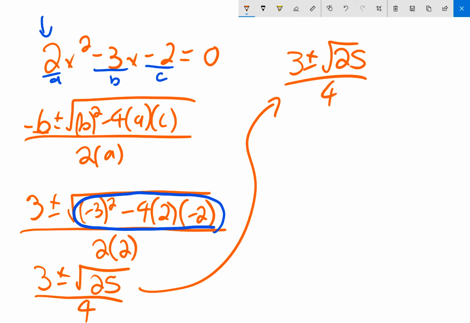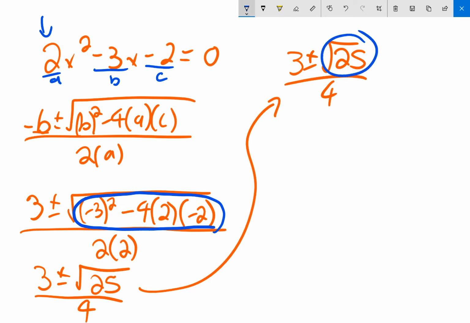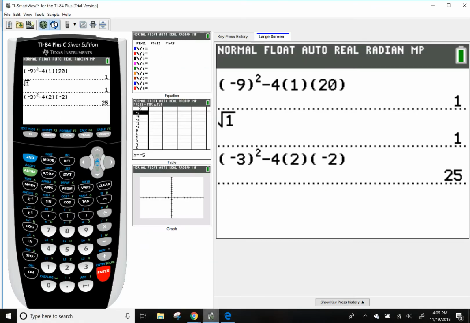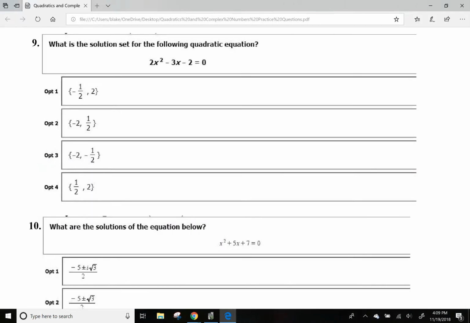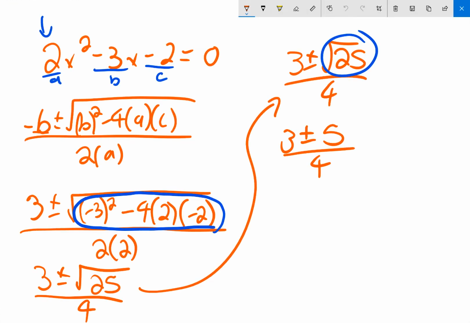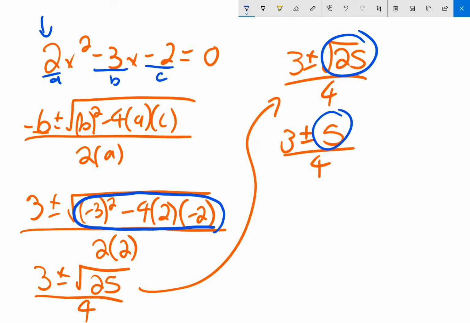Now, the square root of 25 is something I can simplify. I know the square root of 25 is just 5. So really, this is just 3 plus and minus 5 over 4. So again, if you don't believe me, go back to your calculator, type in the square root of 25, and you'll see it equals 5, a plain old simple 5. So that's why I've written down plus and minus 5. I've changed square root of 25 to just 5.